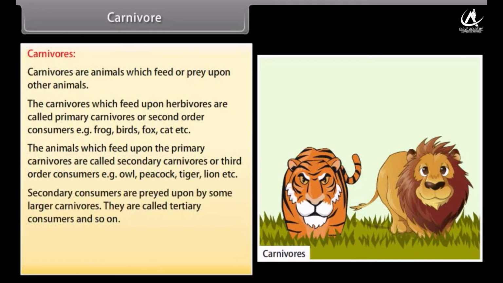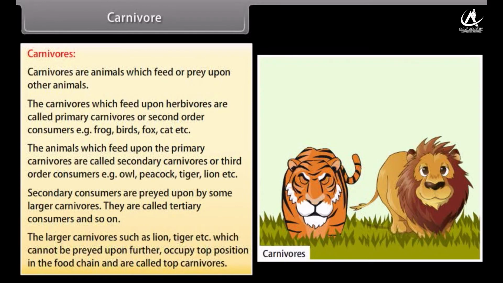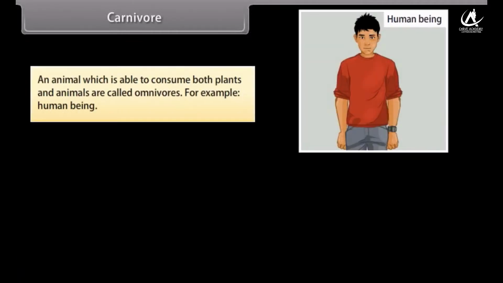Secondary consumers are preyed upon by some larger carnivores. They are called tertiary consumers and so on. The larger carnivores such as lion, tiger, etc., which cannot be preyed upon further, occupy top position in the food chain and are called top carnivores. An animal which is able to consume both plants and animals are called omnivores.